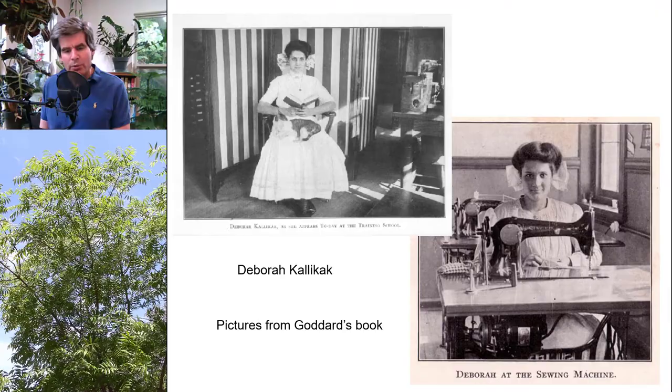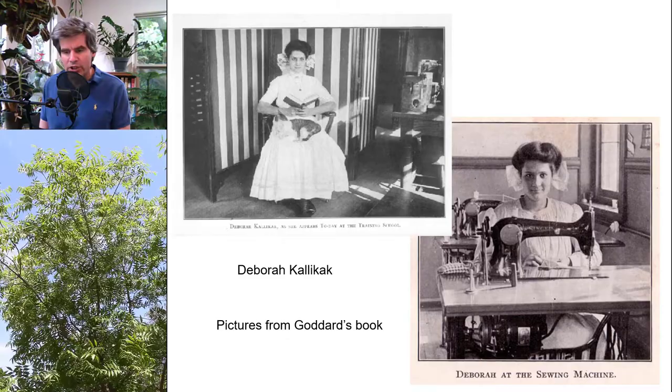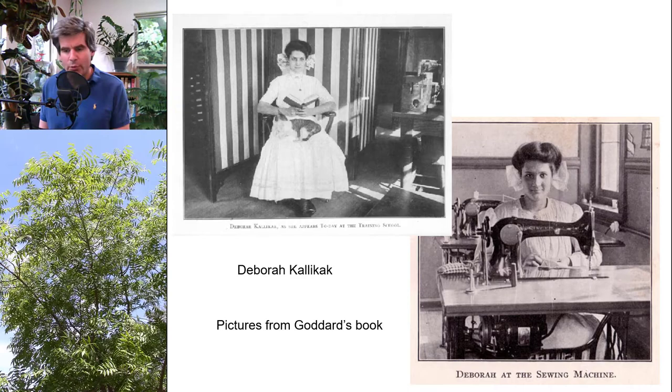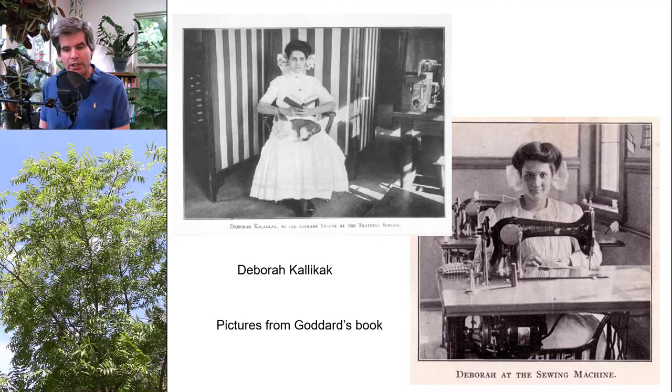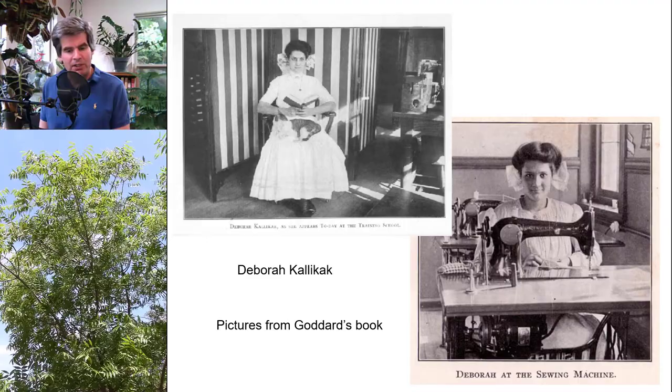So what happened is that Goddard traced the family lineage of Deborah, and he determined that she was a descendant of a soldier named Martin, who lived at the time of the Revolutionary War. Goddard determined that Martin had what he called, quote, a casual intimacy with a feeble-minded barmaid, and this produced a line of defective descendants, eventually leading to Deborah.